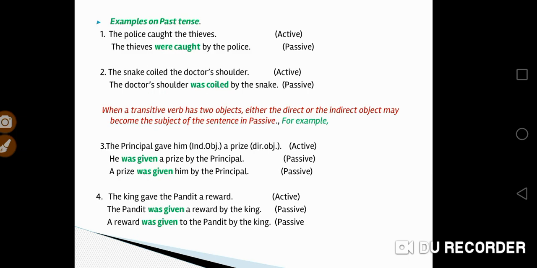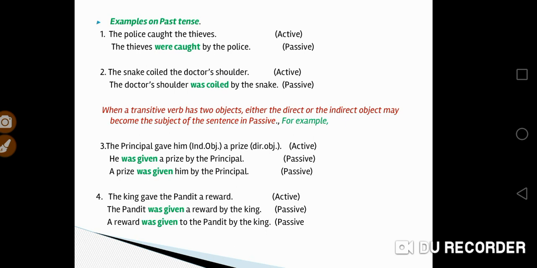Examples on past tense. The police caught the thieves. The thieves were caught by the police. Here the thieves, that is the subject in passive, is in plural. So we have used here were caught. The thieves were caught by the police.